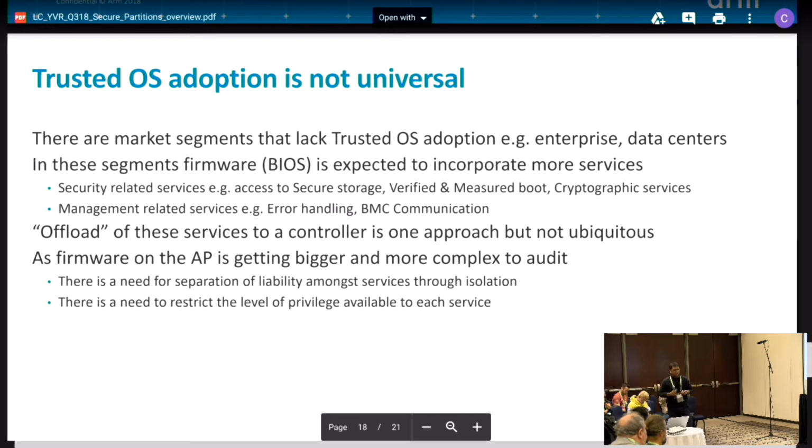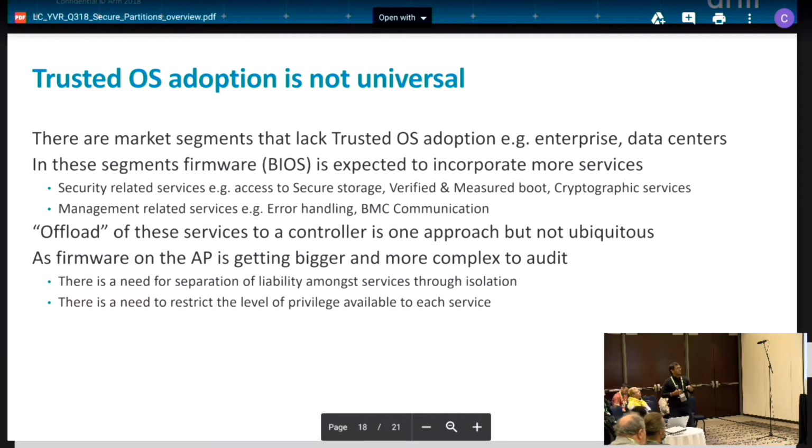In these market segments, there is a reliance on firmware or BIOS to provide services. The services are pretty much the same: management-related services like RAS error handling and BMC communication, or security-related services like access to secure storage. Now, all these services have to be instantiated somewhere, and this brings us back to the original argument in the earlier slide. One option is to offload these services to a separate controller, but that approach is not universal, it's not ubiquitous. So there has to be some mechanism for instantiating these services on the AP. And again, to ease the auditing process and to separate the liability, there has to be some kind of isolation.